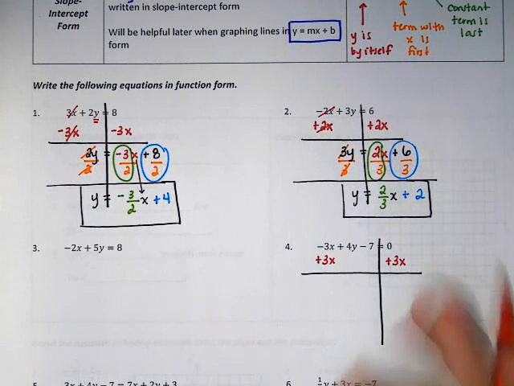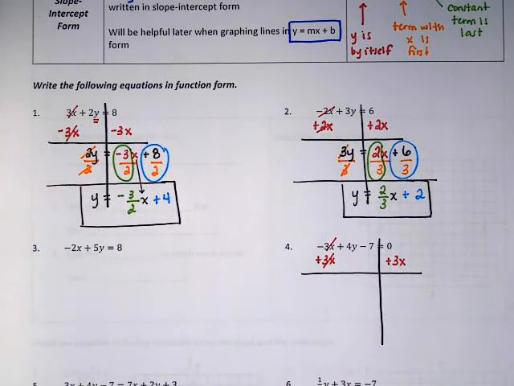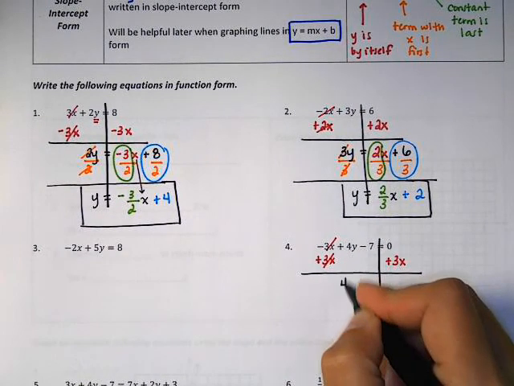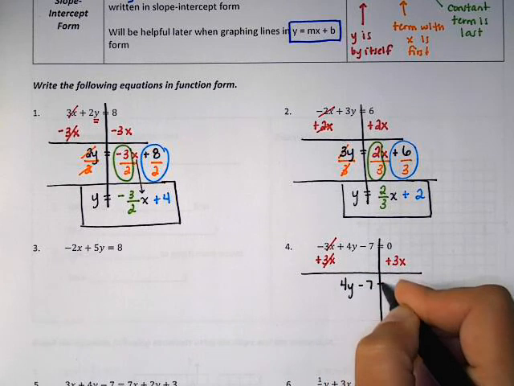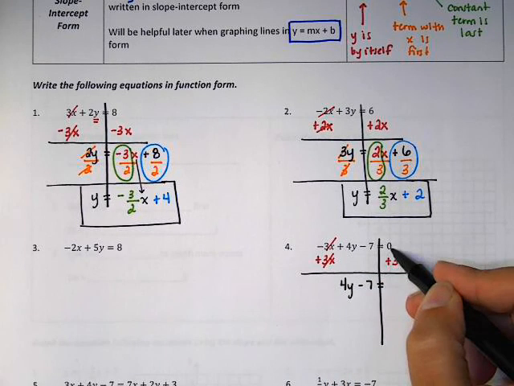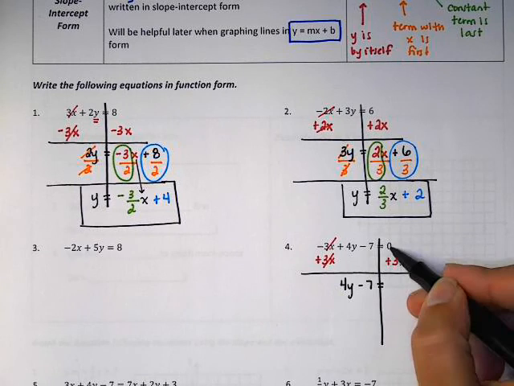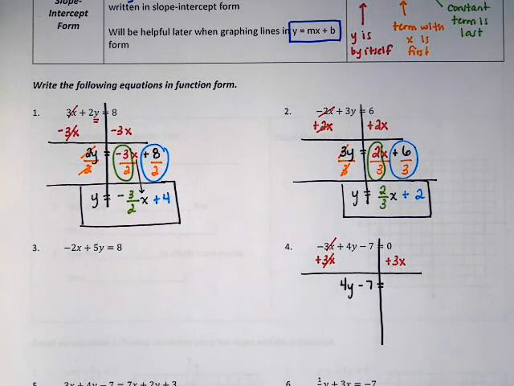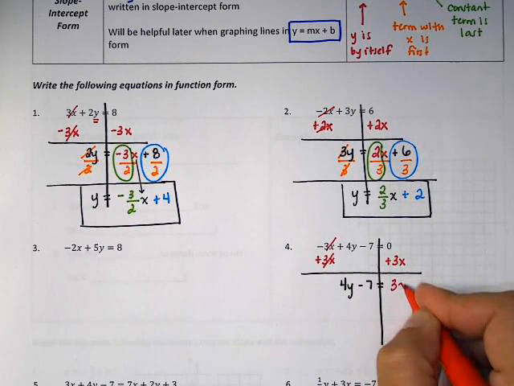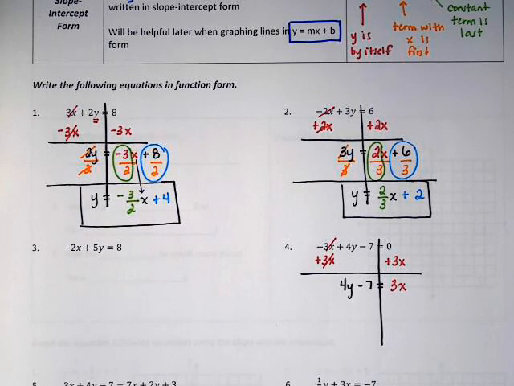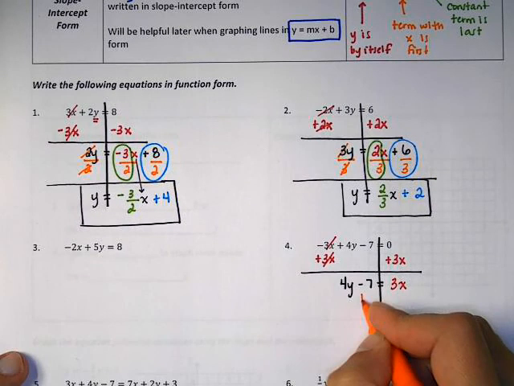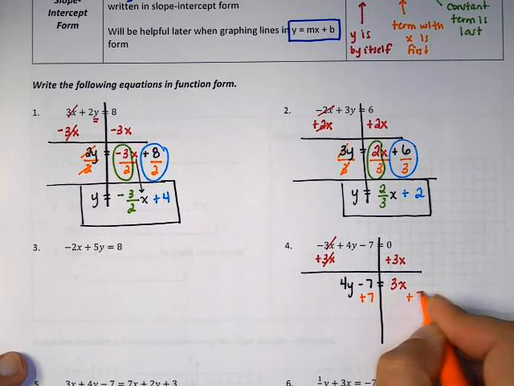Now the 3x's on the left-hand side are going to cancel, and I'm just going to drop down the 4y and the minus 7. Now 0, even though it's a number, 0 plus 3x would just be 3x, because 0 plus anything is just that thing. Now I still need to get y by itself, so it looks like I'm going to need to add 7 on both sides in order to make that happen.